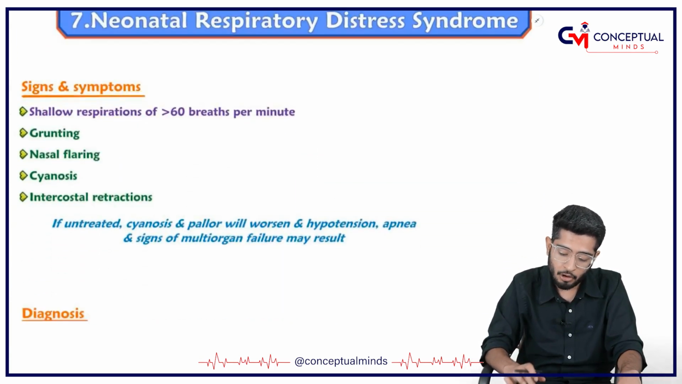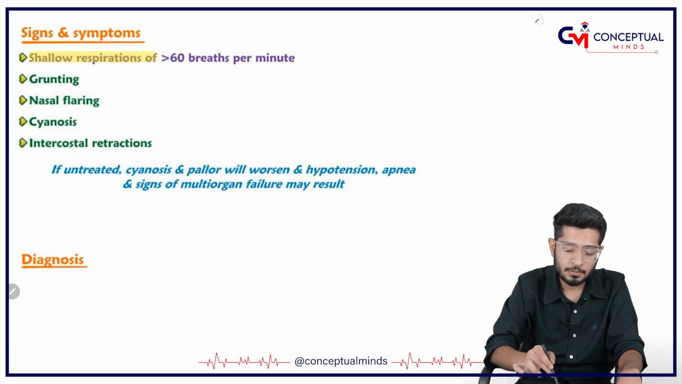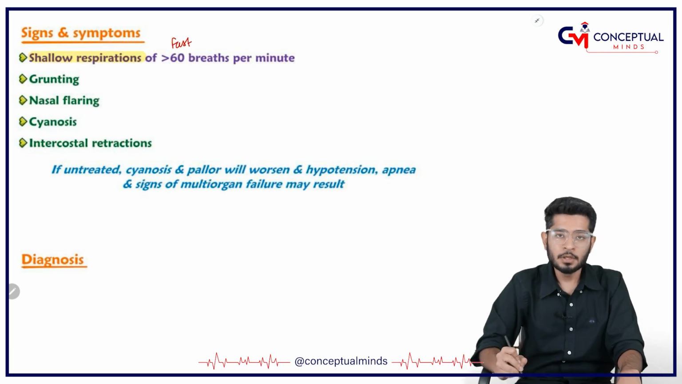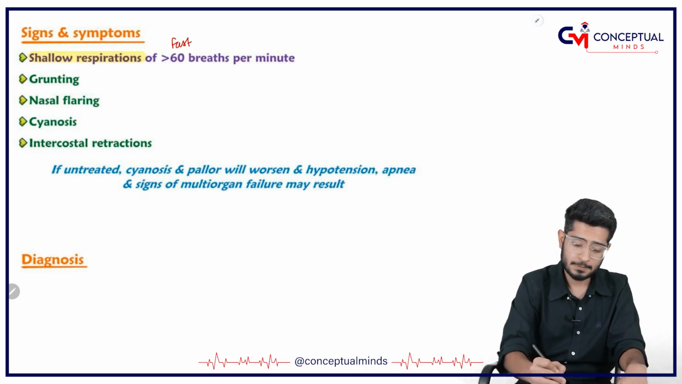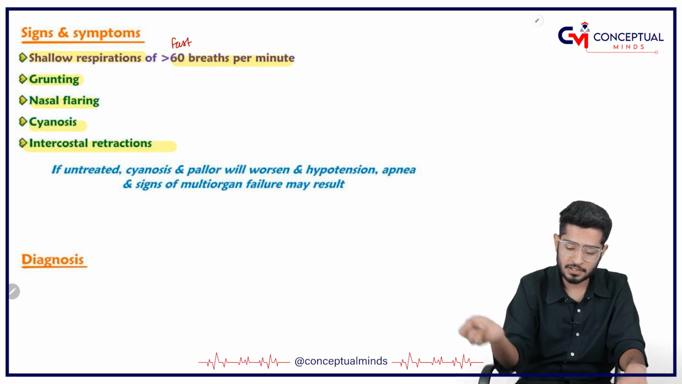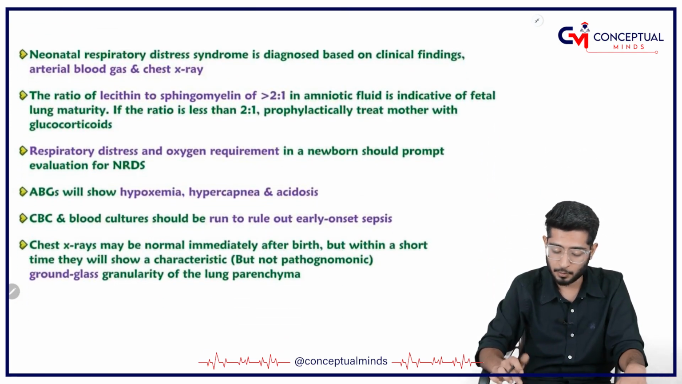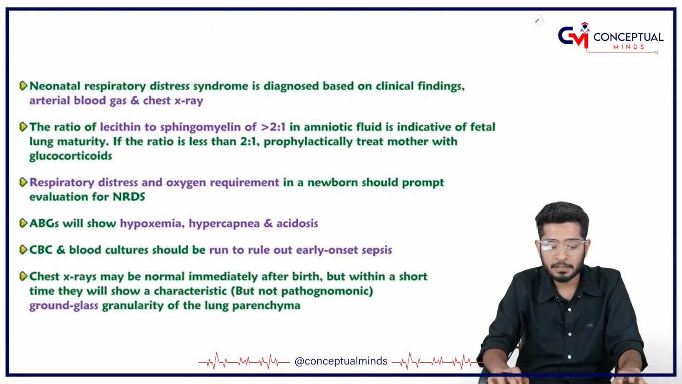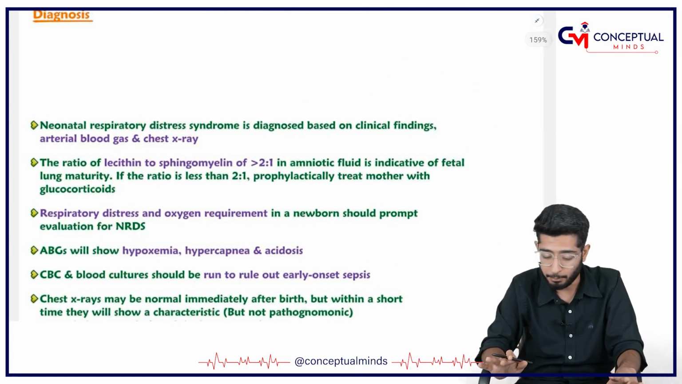Coming on to the signs and symptoms. I have told you, shallow respiration and fast respiration, just like this. This is a fast and shallow respiration. Grunting, flaring, cyanosis, intercostal retractions, everything I have told you in the previous video, so you can visit it once. But now a very, very important part of Neonatal Respiratory Distress Syndrome. That's really, really important.